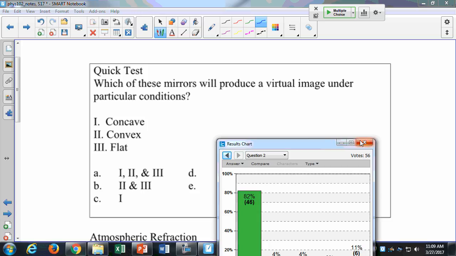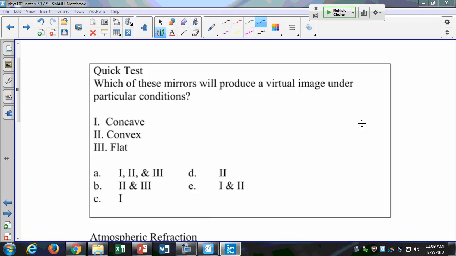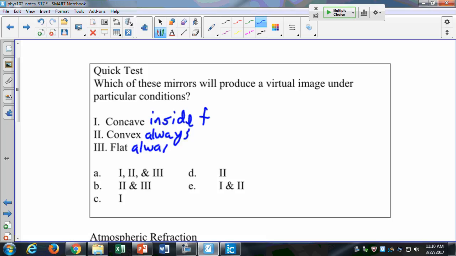Okay, A is right. Concave produces a virtual image only when you're inside the focal point. Convex produces a virtual image always, no matter where you are. And flat always produces a virtual image. Remember, P was equal to negative Q. So Q is always negative for a flat mirror. It's always a virtual image.